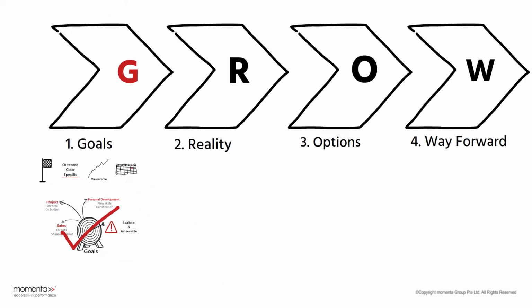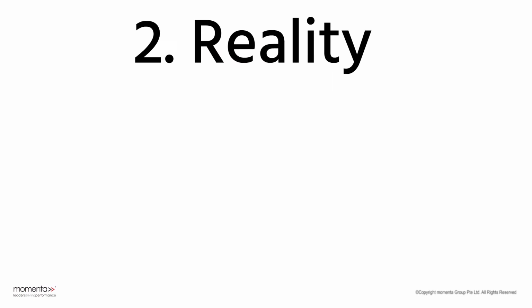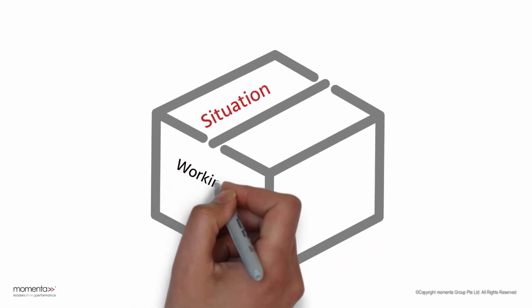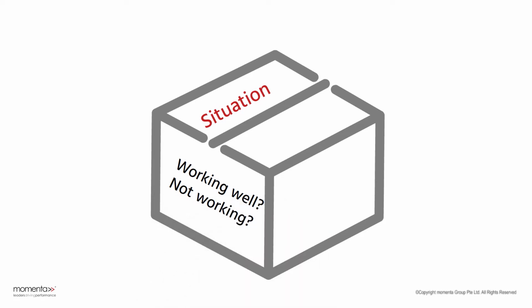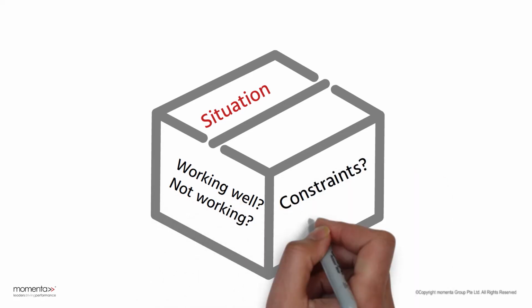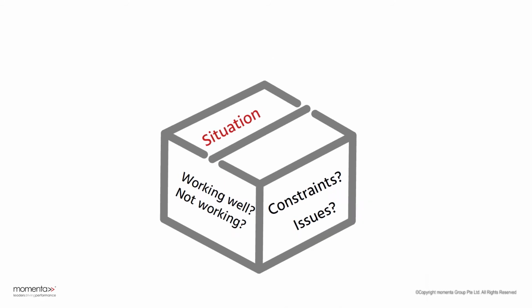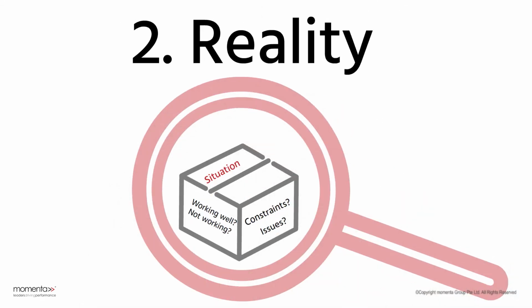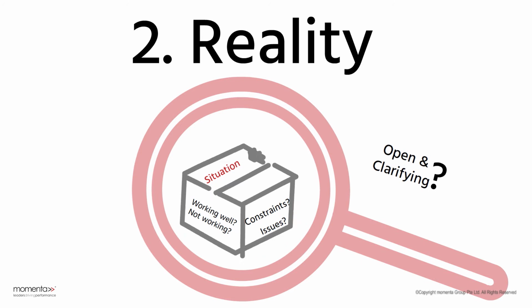Once the goals are confirmed, the coach can then start the process of mutually appreciating the realities. R, realities, is where both the coachee and yourself take stock of the current situation. What is working well? What is not working? What are the current constraints? What do we know about the issues? A good coach would help the coachee deconstruct the challenges so that the coachee can better appreciate the barriers. Using open and clarifying questions, support the coachee to unpack the problem.